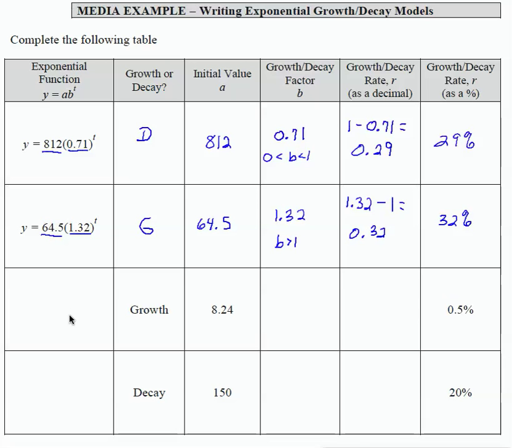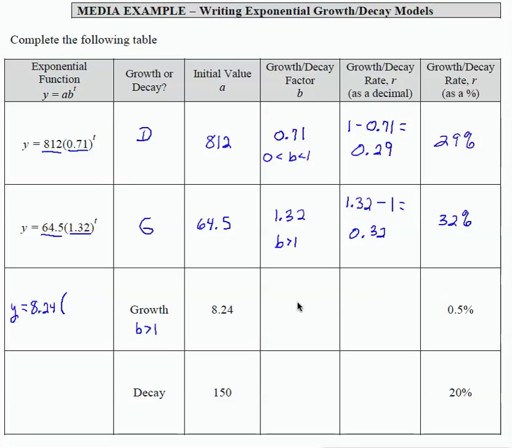Looking at the third row, I'm given some information that I can use to write an equation. I know it's a growth equation, which means my b value is going to be bigger than 1. I have an initial value of 8.24, so I can start my equation as 8.24 and then times something that's going to be my value for b.